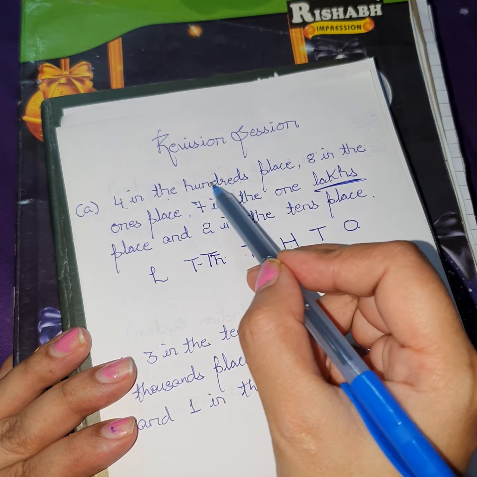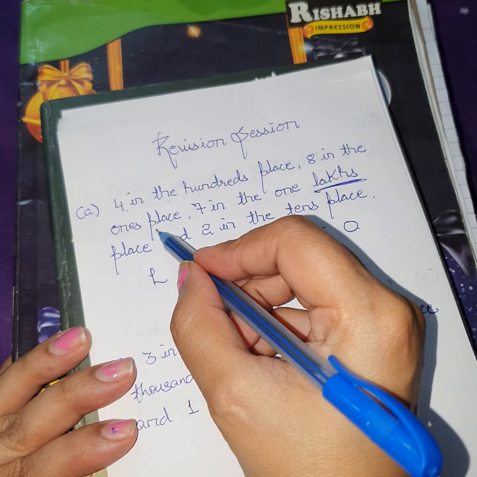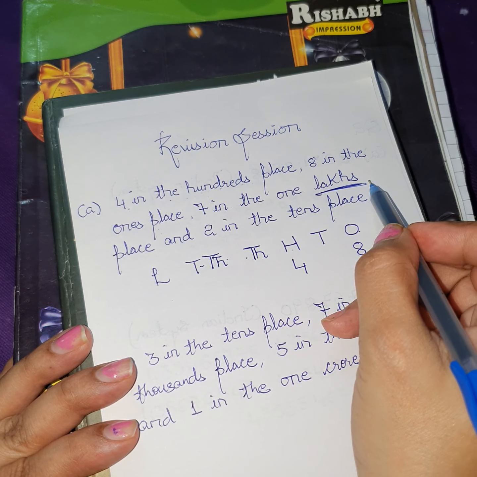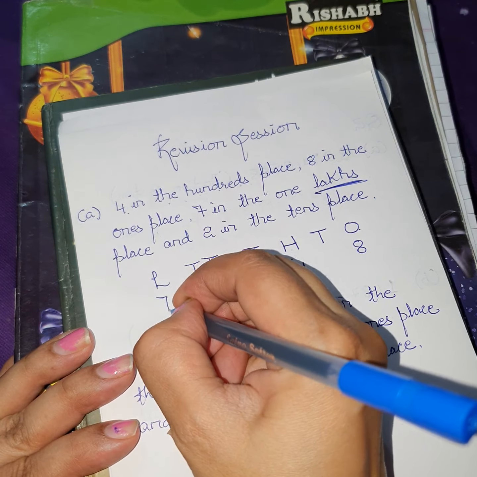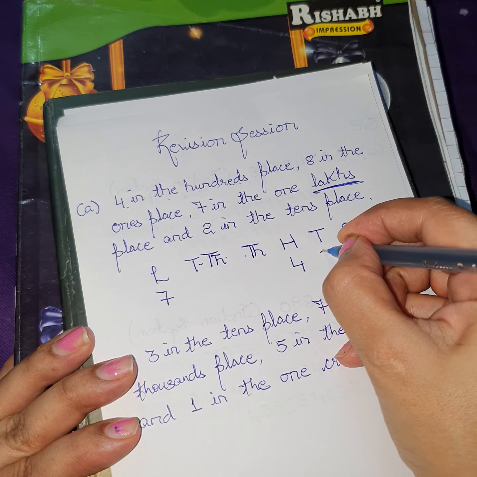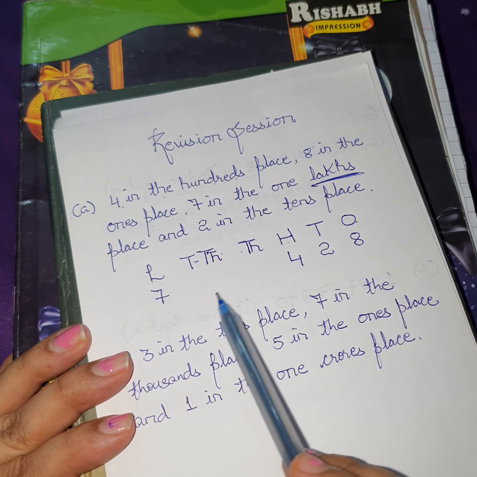4 in the hundreds place. So in 100 place we will write 4. 8 in the ones place. So in ones place we will write 8. 7 in 1 lakhs place. So in lakh place we will write 7, and 2 in tens place. So in tens place we will write 2. See, this was the only information given in the question.